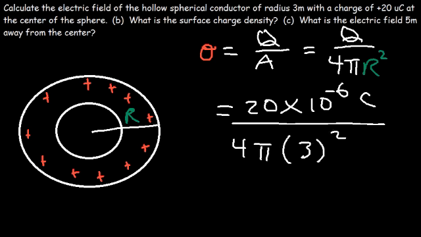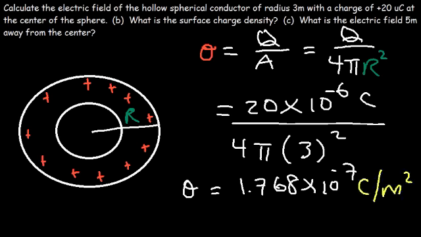So let's go ahead and type this in. So the surface charge density is 1.768 times 10 to the minus 7. And the units are coulombs per square meter. So that's how you can find it.